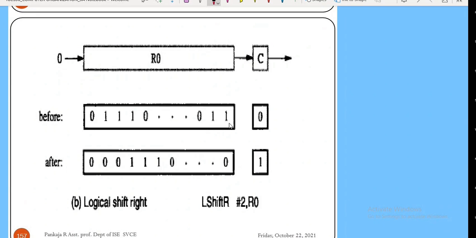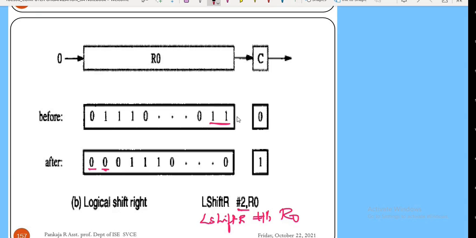So it is going to shift according to this example. If you are taking LSR hash 1, that means you are shifting 1 bit. But in my example, I am taking 2 bits. So this is the actual content of register R0 and the initial value of the carry flag. Now I am going to shift right by 2 bits, meaning these 2 bits will go out of the register. This 0 will come here and every bit will be shifted right by 2 bits, and there will be 2 vacated positions that will be filled with 0.